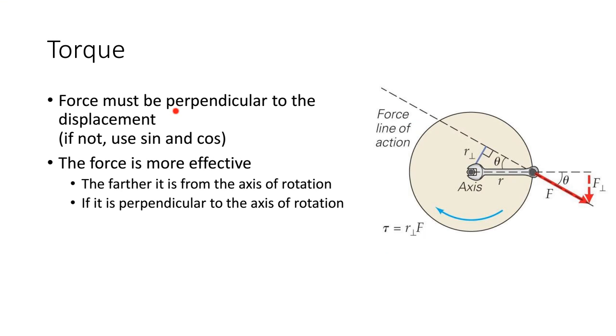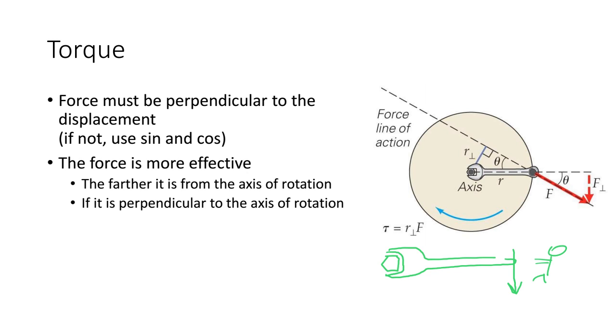The force you apply should be perpendicular to the displacement. If not, you're going to have to use sine or cosine. Let's say you have this bolt and this wrench. If you want to wrench something, you don't want to push the wrench this way. You're not going to get any results. And you don't want to pull the wrench this way. You're not going to get any results. The best way to use the wrench is to apply a force perpendicularly or tangent to the circle.